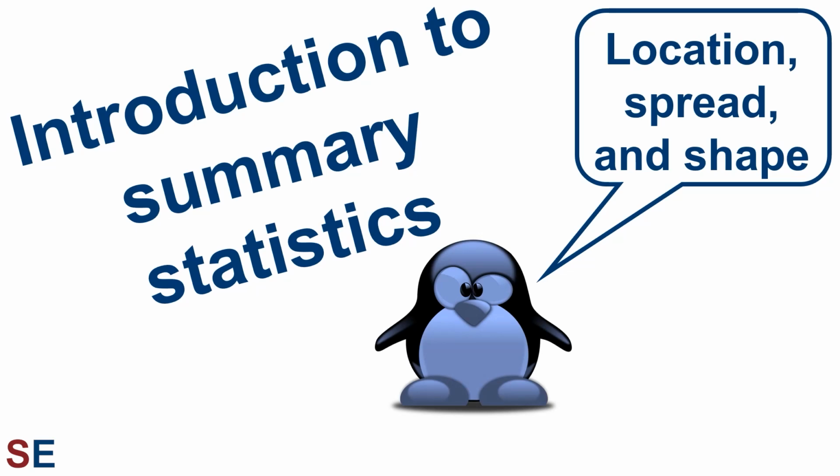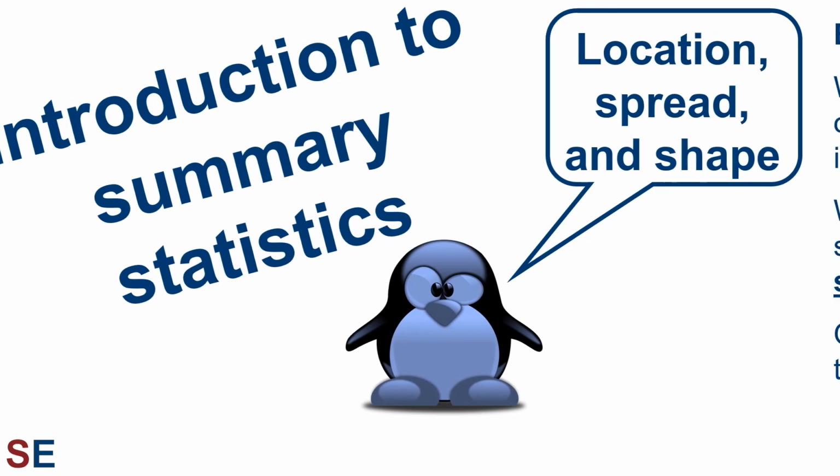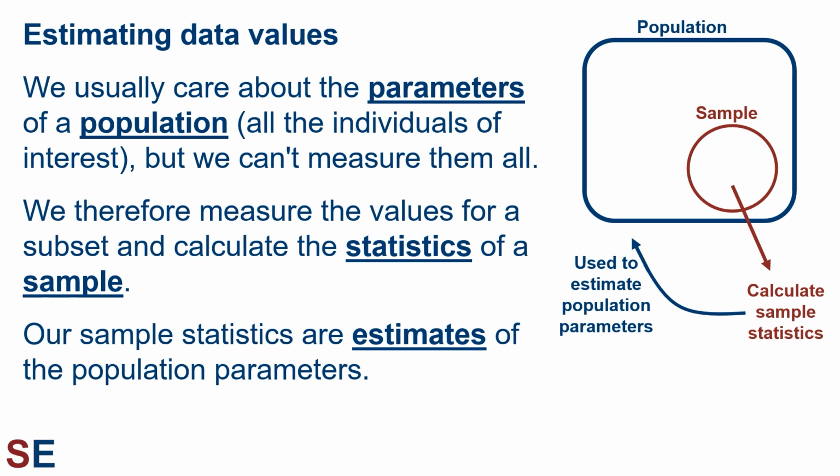Let's look at the type of values that are used when doing statistics. When we're conducting a study, we usually care about the parameters of a population. That's all the individuals or items of interest, but we can't measure them all because it's not feasible or practical. We therefore usually measure the values for a subset and calculate statistics of a sample.